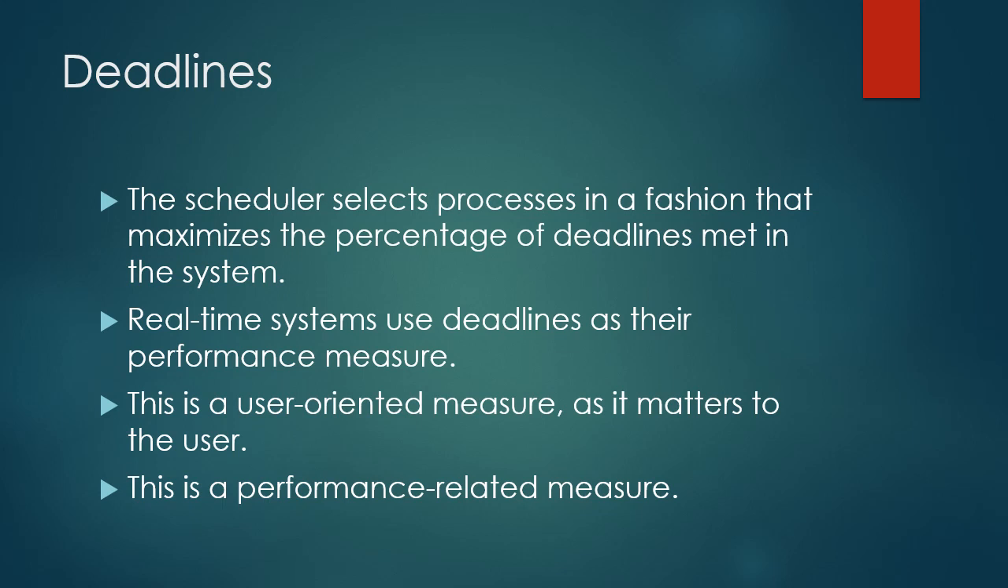A good system meets a large percentage of its deadlines. This is a user-oriented measure as it matters to the user. The user will be happy with all deadlines met and frustrated with most deadlines missed. This is a performance-related measure. A fast system typically meets a large percentage of its deadlines. We can calculate the percentage of deadlines met and deadlines missed.